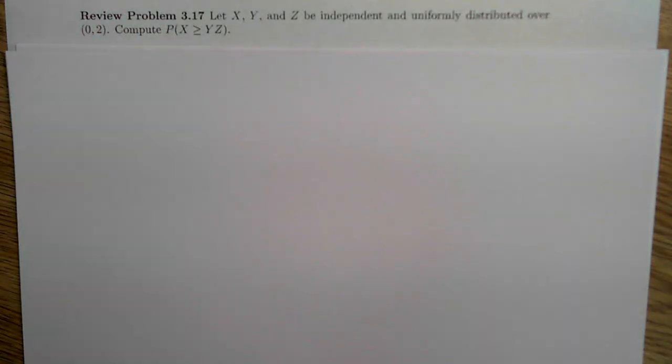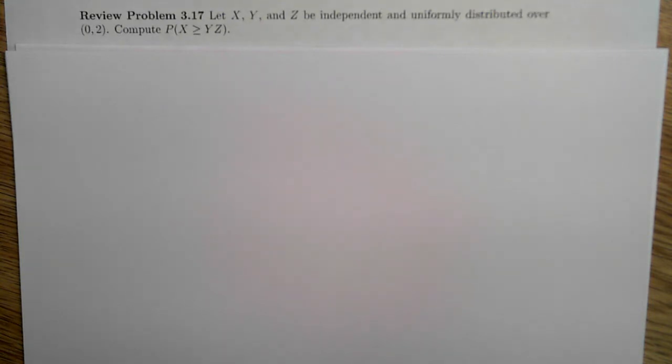All right, for this problem we have three random variables this time, x, y, and z, that are independent and uniformly distributed on the region between 0 and 2. The question is to find the probability that x is greater than or equal to the product of y and z. So for this problem, it involves three random variables, and so the problem involves a triple integral as opposed to a double integral, as we've seen in some of the problems in the past.